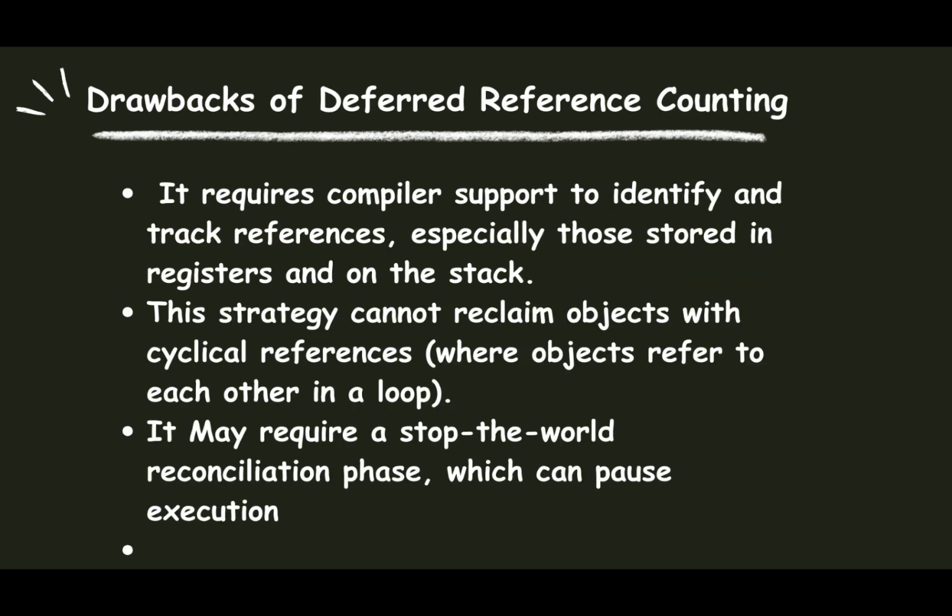However, some drawbacks of deferred reference counting are: 1. It requires compiler support to identify and track references, especially those stored in registers and on the stack. 2. This strategy cannot reclaim objects with a cyclic reference where objects refer to each other in a loop. 3. It may require a stop-the-world reconciliation phase, which can pause execution.